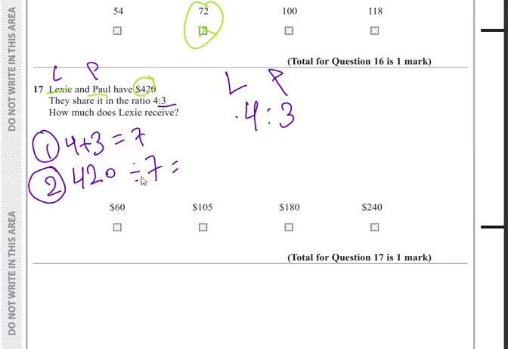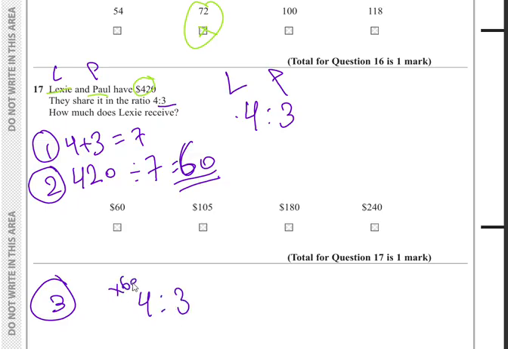So 420 divided by 7, just ignore the 0. It's 42 divided by 7, which is 6. All right, and just add the 0 back, which is 60. Now you take that number here and multiply it back with the ratio that you have. So this is step 3 actually. So I take the ratio 4 to 3, and then I multiply 60 here and multiply 60 there.